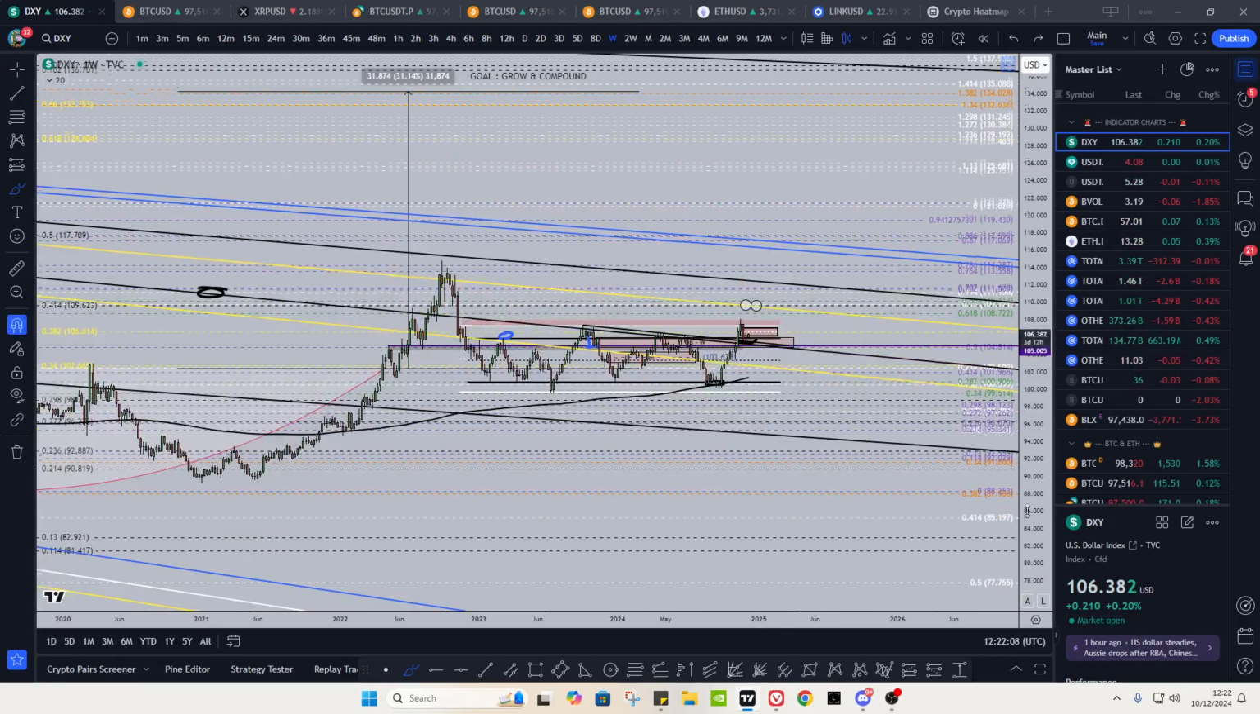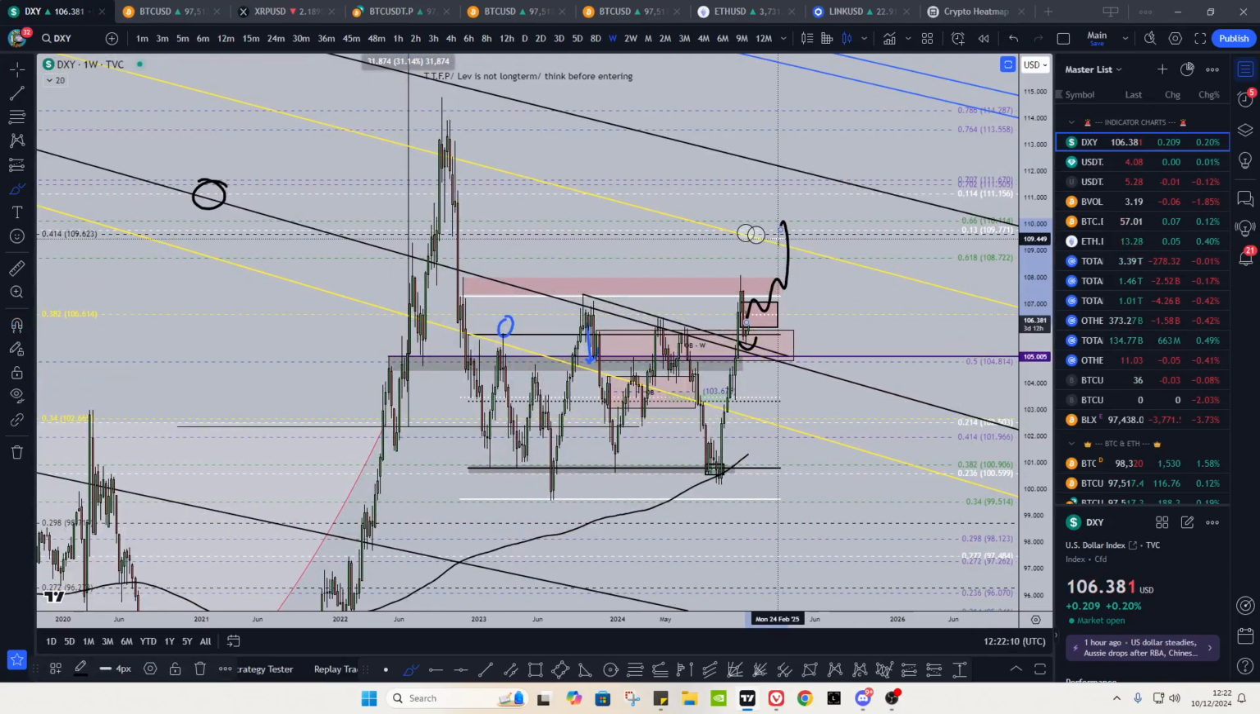You don't want to see the Dixie now go into reclaim. If you do that, then honestly, I think we go towards 109 to 110 Dixie, right? So we don't want to see that happening on the Dixie. If you do roll over, however, right, that'd be very nice.